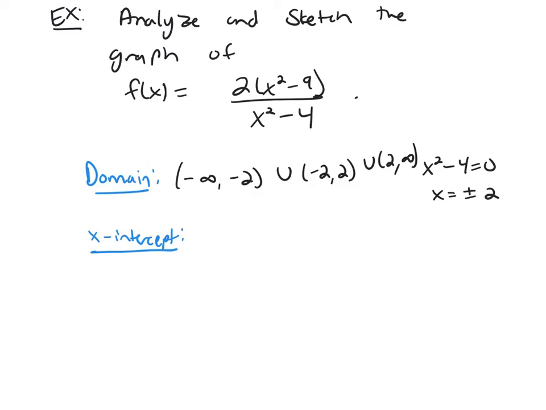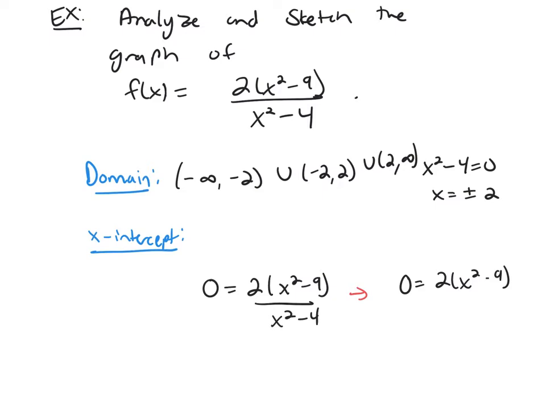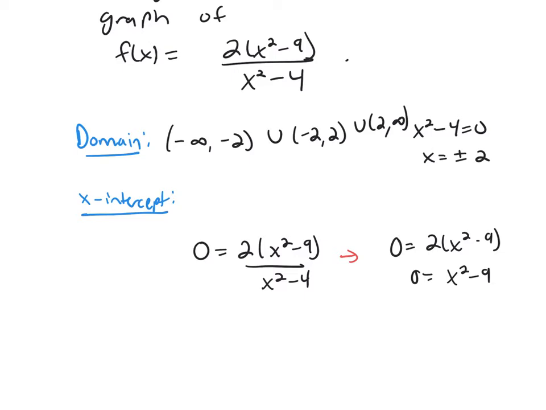Now we're going to find our x-intercepts. So you're going to set y equal to 0. Well, that's the same thing as setting the numerator equal to 0. Divide by 2, and I get two solutions. I get x equals 3 and negative 3. So my two x-intercepts are negative 3, 0, and 3, 0.